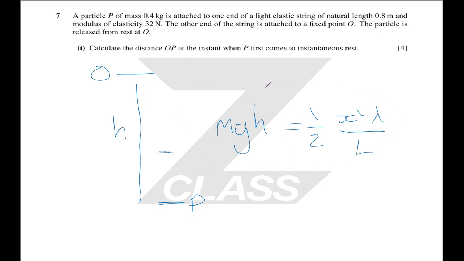We have put all of our gravitational potential energy into elastic potential energy, and so you can equate these. H is the distance that you are looking for. You know the rest of these. You can take x in terms of h, right? X is just h minus the natural length. And so this will give you a quadratic equation in terms of h, which you can solve to find the height.